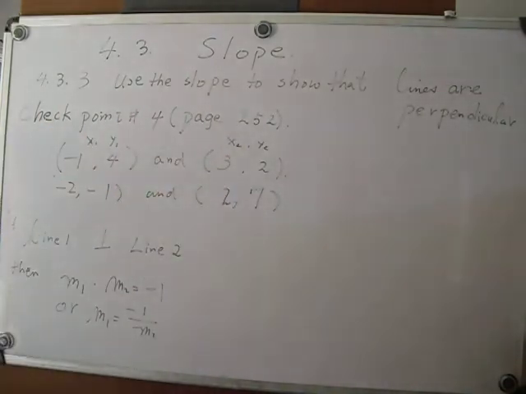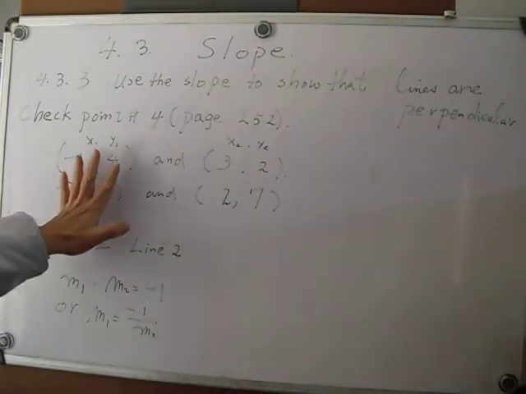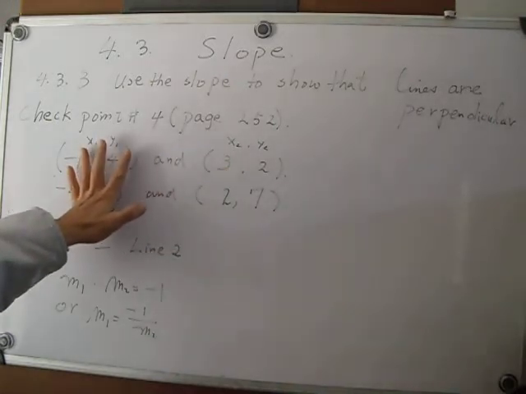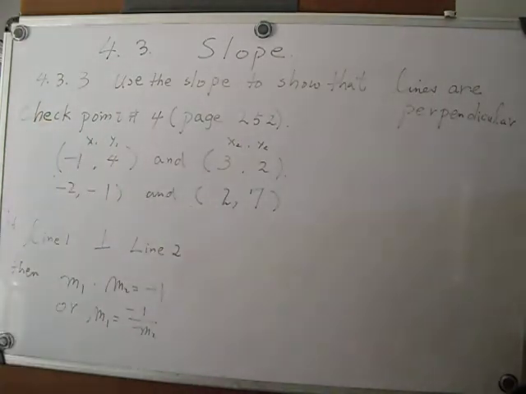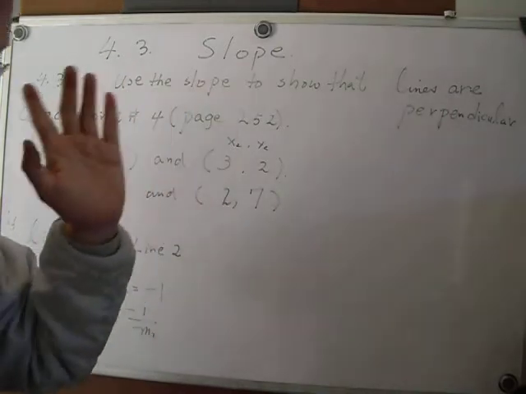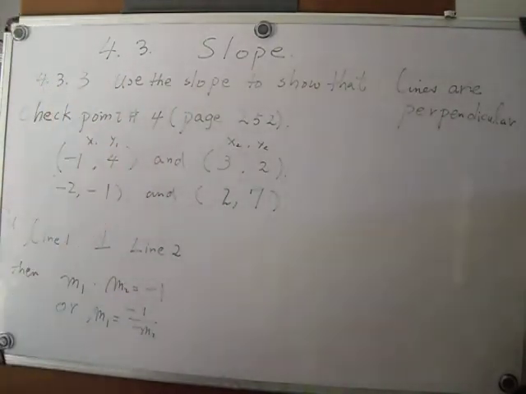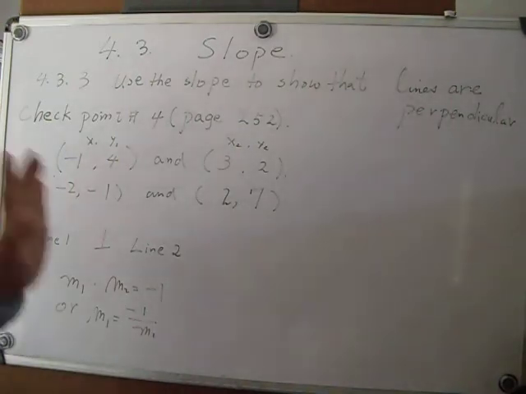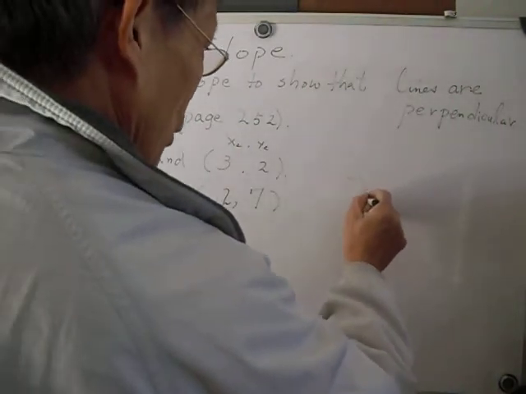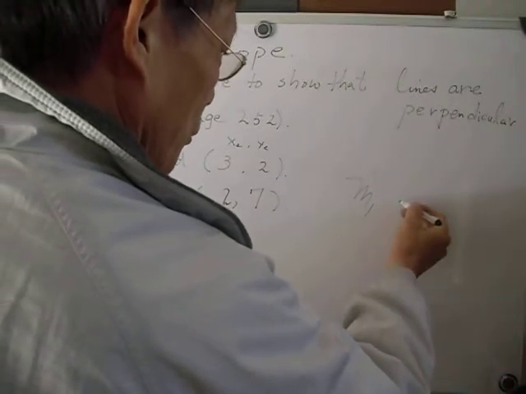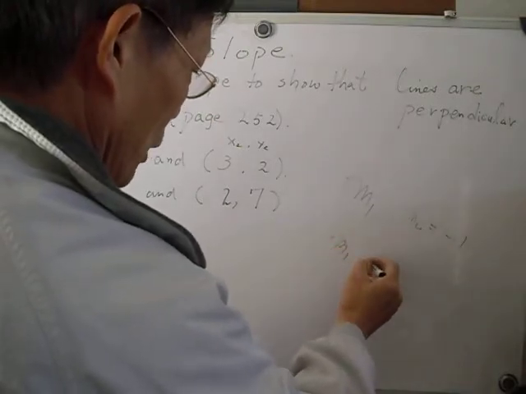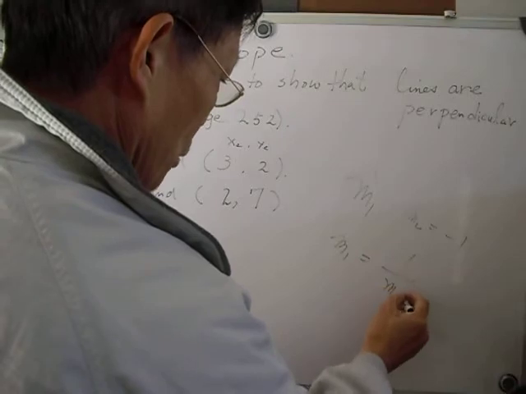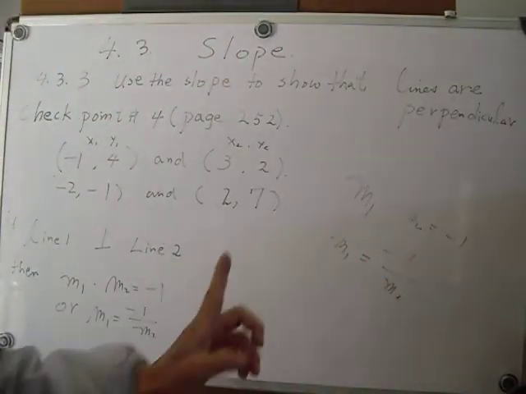Now we are into the example, checkpoint number 4, page number 252. That example shows that the line passing through these two points, the first line, and the line passing through these 2 points are perpendicular to each other. Algebraically, according to the instruction there, you do only the algebra. You only show your slope 1 times slope 2 is -1, or you show that slope 1 is the negative reciprocal of the second slope. You don't have to graph, okay?